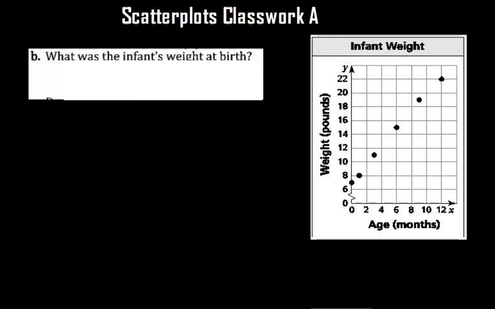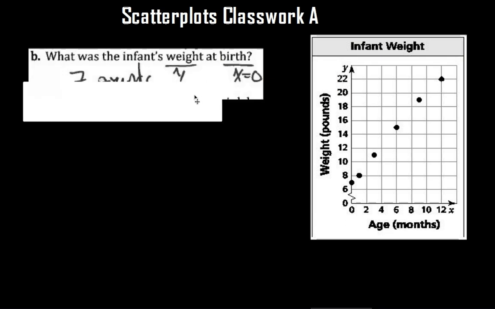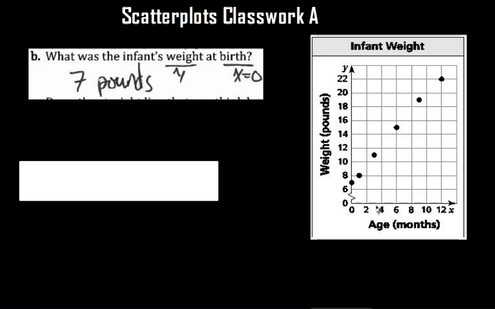And then it says, what's the infant's weight at birth? And so you have to think, okay, what is going to be the age for birth? Well, it's going to be 0, and then it's looking for y. So you're going to look for the y value at birth. And so you can see, okay, I go x equals 0, and then y equals 7. So if you were to plot this line, you would say that since your x equals 0, your y-intercept would be 7.